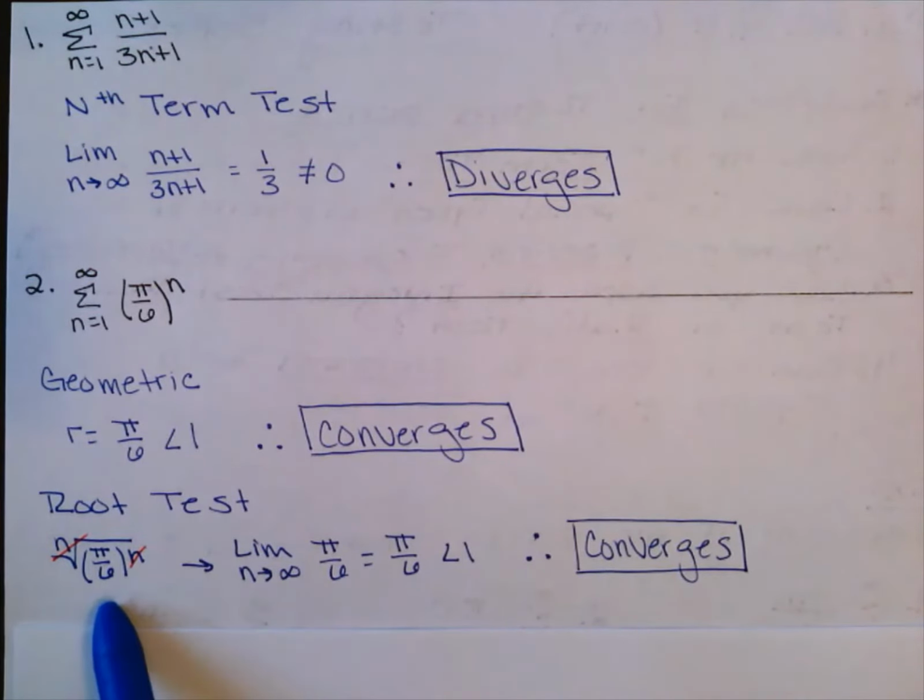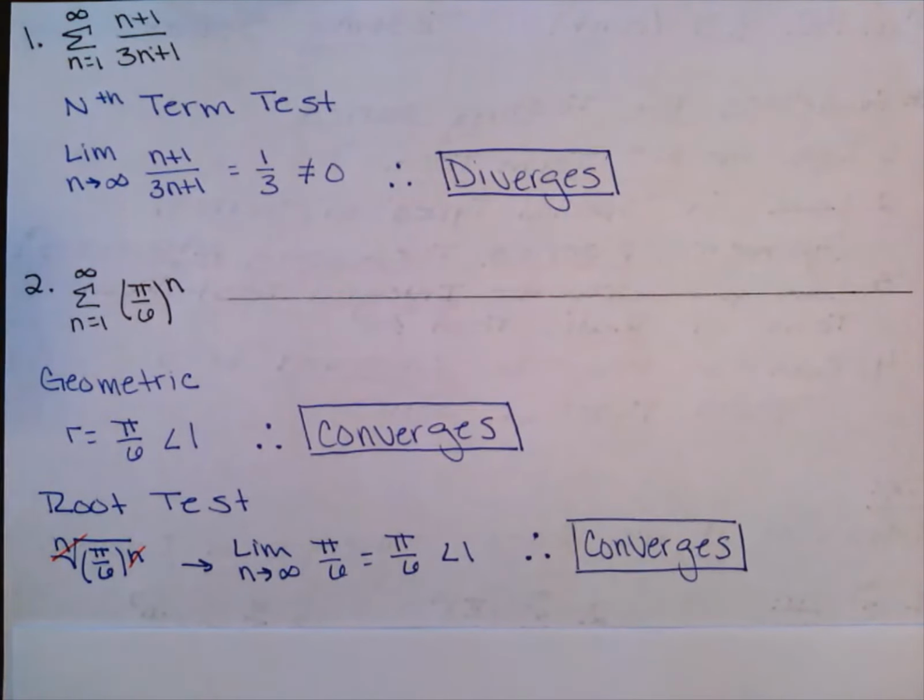If you did the root test, you do the nth root, which cancels out that n. You do the limit as n approaches infinity of what's left, and you get pi/6, which is less than 1. So you get converges by either of the rules, okay? More than one method to get to the same answer. Let's take a look at our next one.